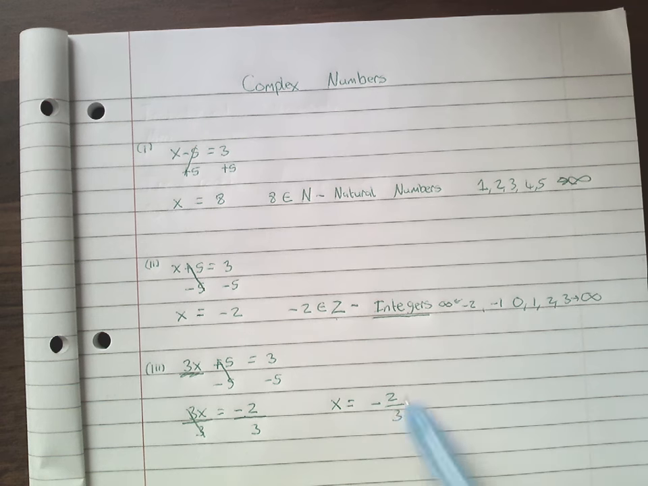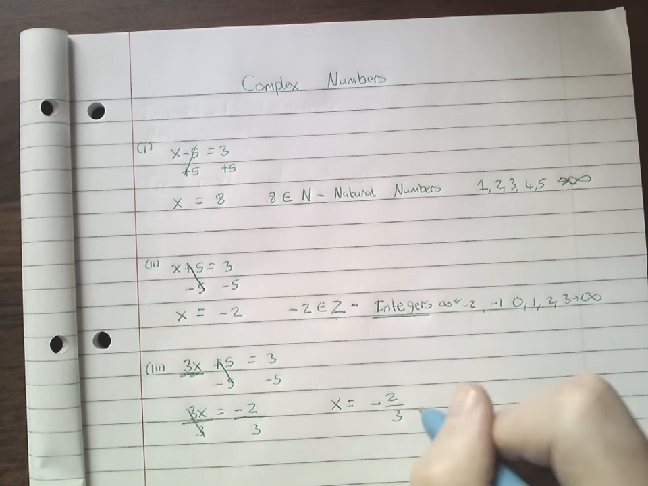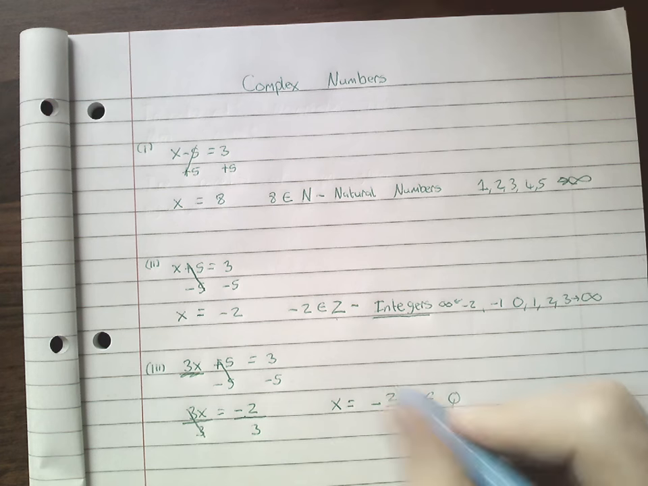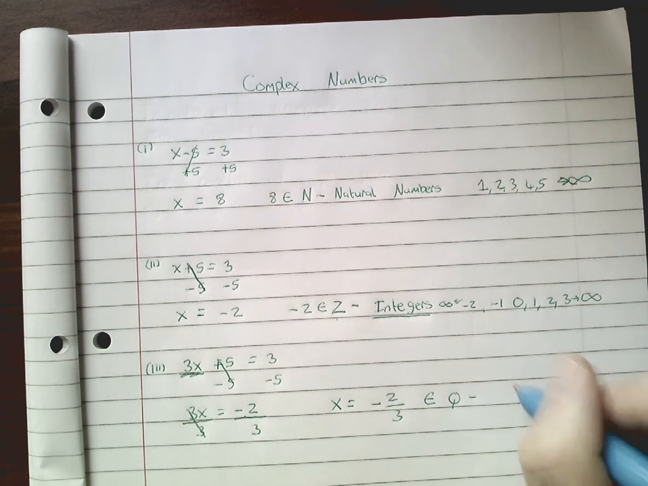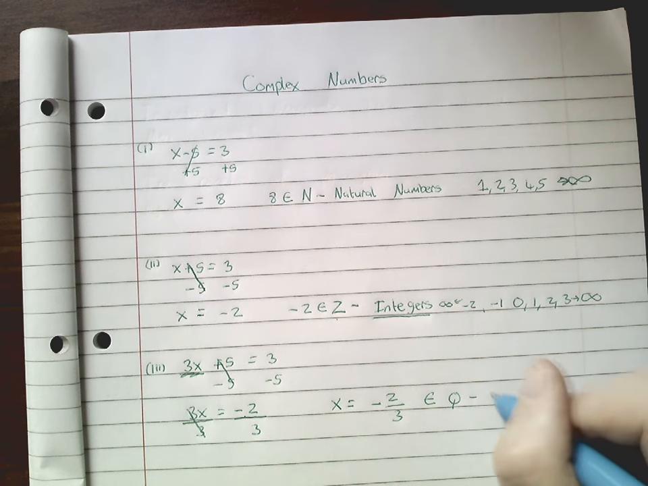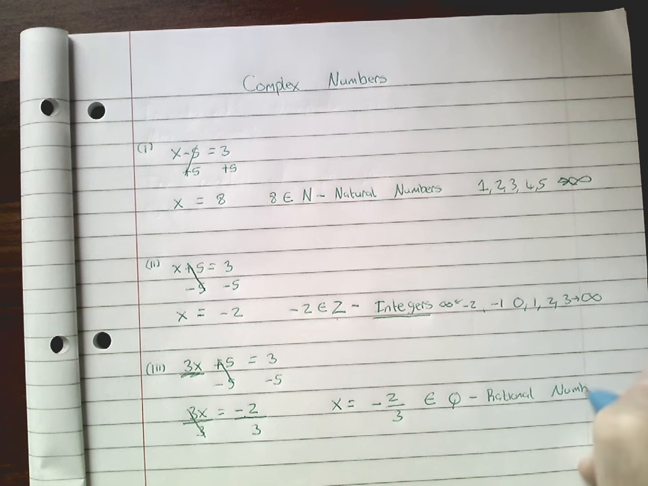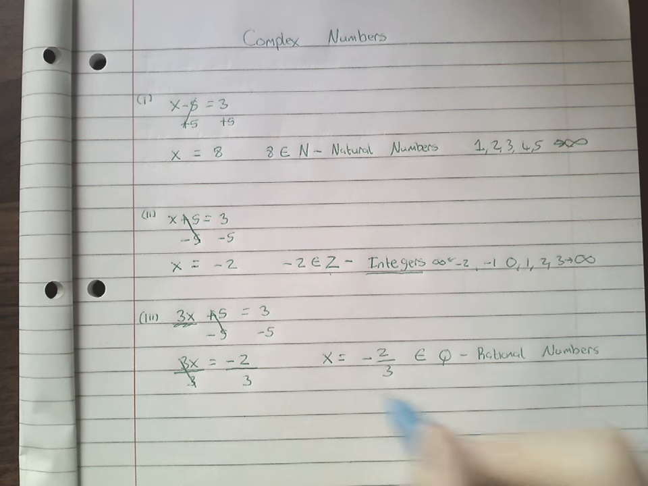So again, this is another type of number, and this x is equal to minus 2 over 3. So minus 2 over 3 is an element of Q, and Q is equal to what are called rational numbers. So, what are rational numbers?